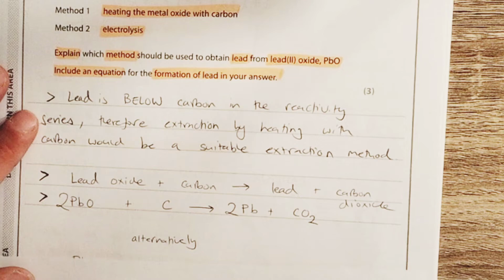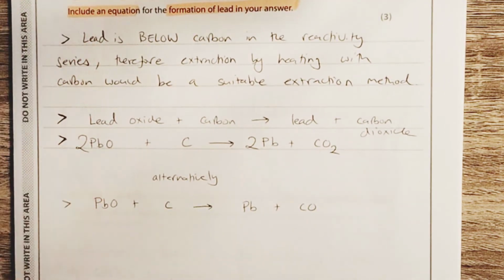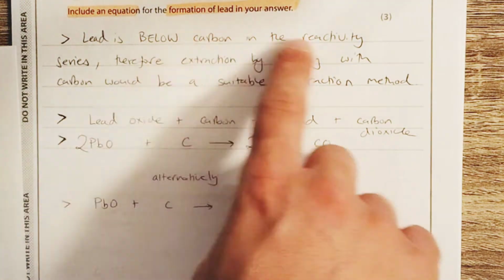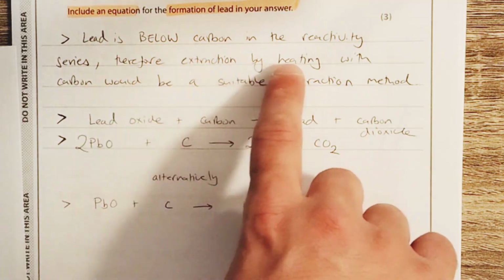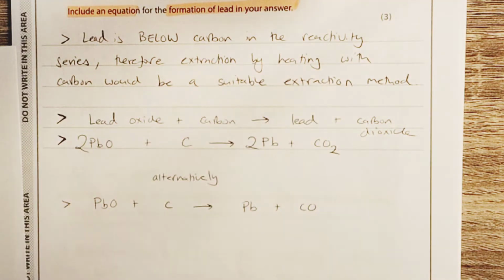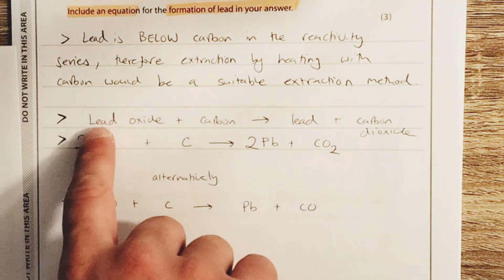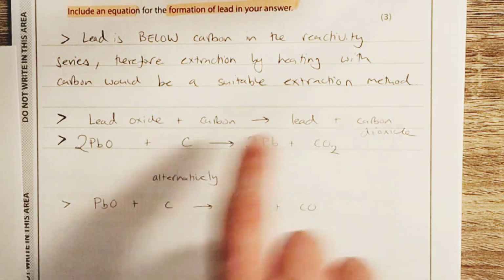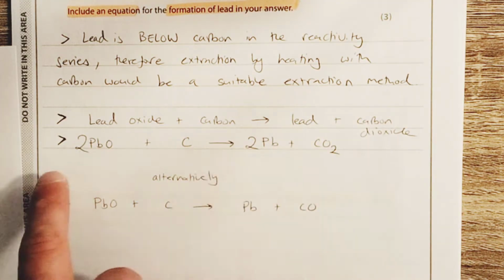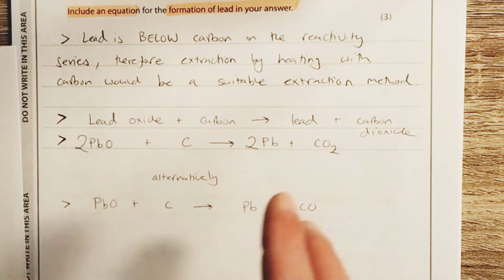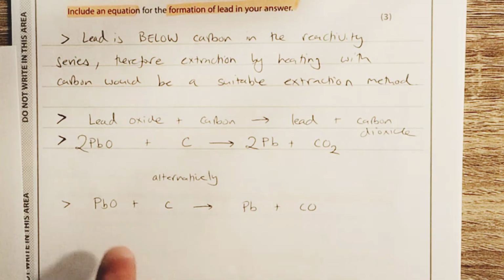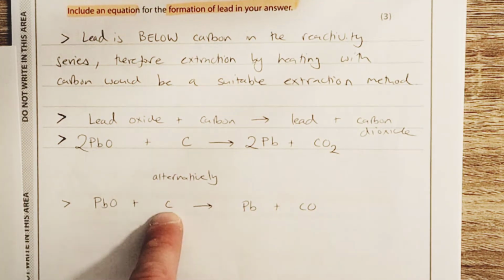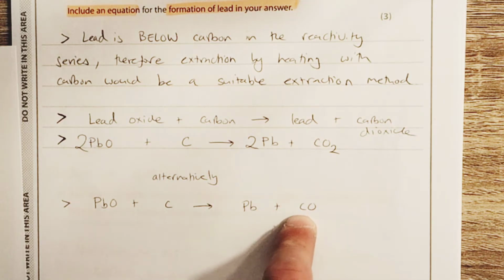I've said here, it's quite a wordy answer, I'll go through it all. So lead is below carbon in the reactivity series, therefore extraction by heating with carbon would be a suitable extraction method. I've then written lead oxide plus carbon goes to lead plus carbon dioxide. I've written a balanced equation supporting that. But actually, there are different ways in which carbon could do this, and it's just equally valid to say that lead oxide could react with carbon to form lead and carbon monoxide, because still the carbon is the reducing agent and doing the job of extracting the lead from the oxide.